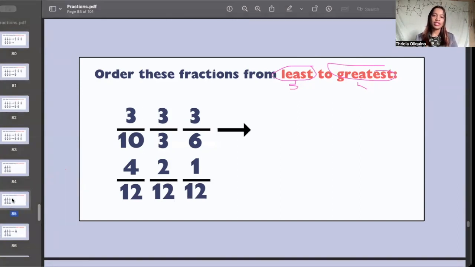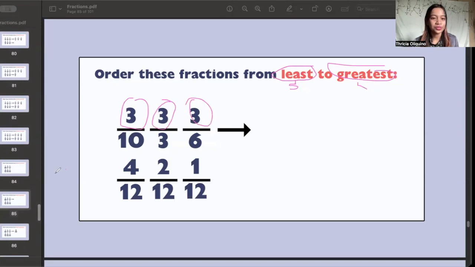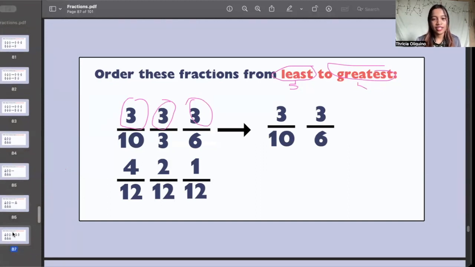Okay, so we have 3/10, 3/3, and 3/6. Which one do you think will go first, or the least fraction there? Again, if they have the same numerator, what should you do? Okay, the first one or the least fraction there is 3/10. The next is 3/6, and we have the greater or the greatest or largest fraction there. It's 3/3 or 1/2, of course.